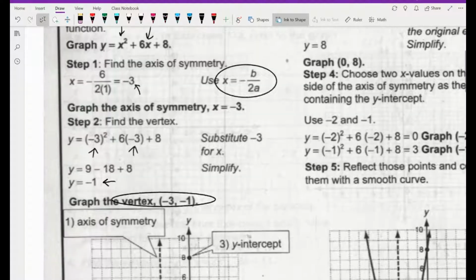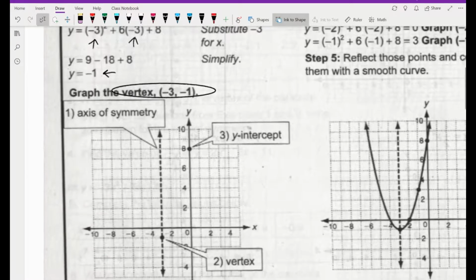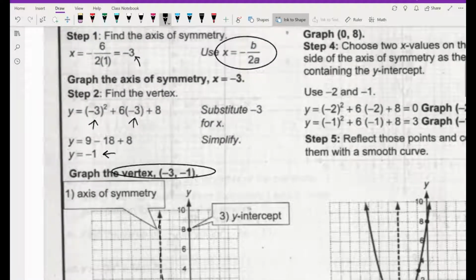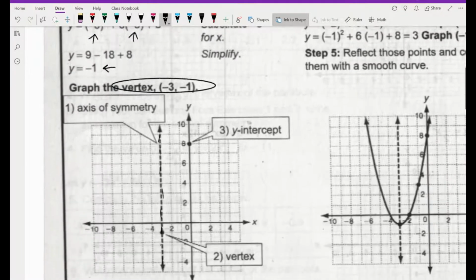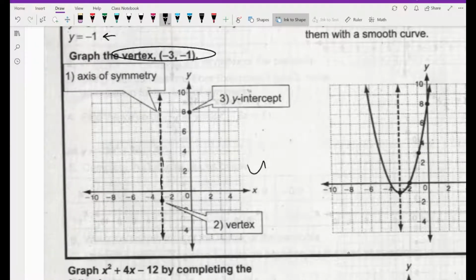We also have the axis of symmetry. So they first graph the axis of symmetry. You can see it, the dotted line right here. And the vertex was negative 3, negative 1. This graph is a positive x squared graph, so it will open upwards. So it will definitely be opening upwards.